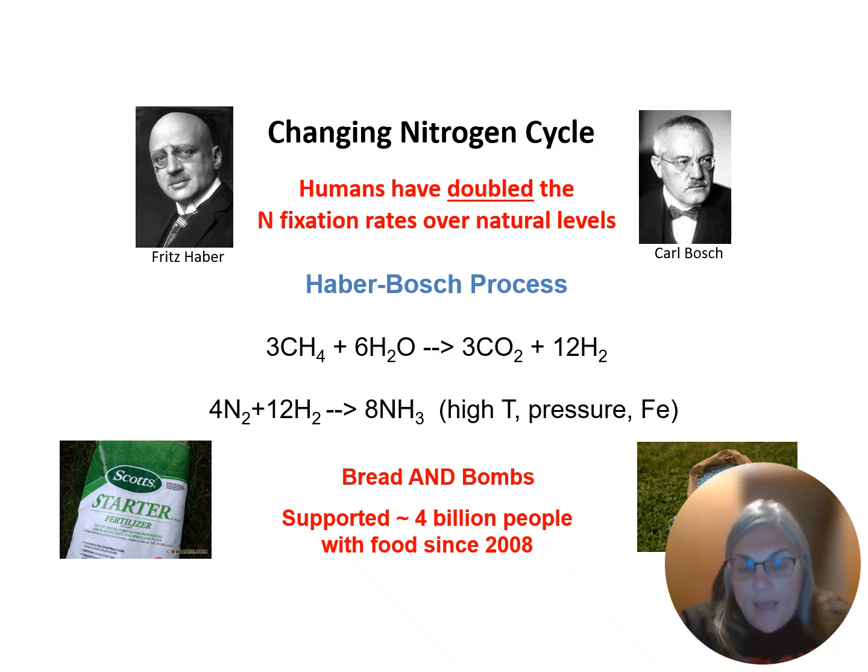Now, because many of our agricultural crops are in an N-limited system, when we put nitrogen on them, it increases productivity, and it has been suggested or estimated that this process that has increased the production of synthetic fertilizer, which we can put on our food, our agricultural systems, has supported the addition of 4 billion people with food since 2008. So it is important, but like many things that humans do, it has its consequences.